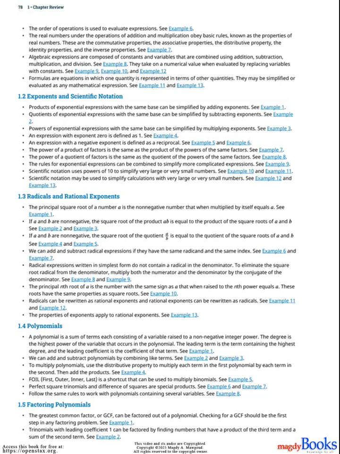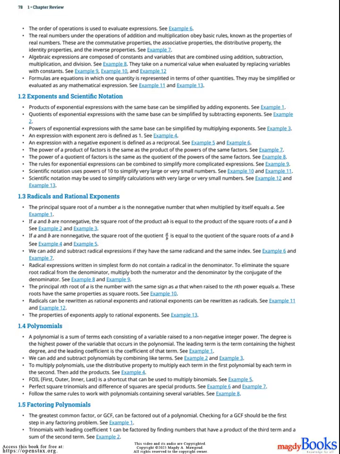1.4.4. FOIL, first, outer, inner, last, is a shortcut that can be used to multiply binomials. See example 5. 1.4.5. Perfect square trinomials and difference of squares are special products. See example 6 and example 7. 1.4.6. Follow the same rules to work with polynomials containing several variables. See example 8.